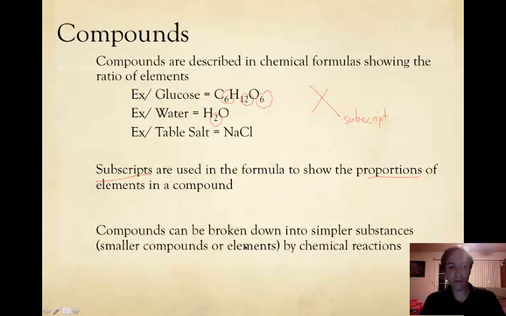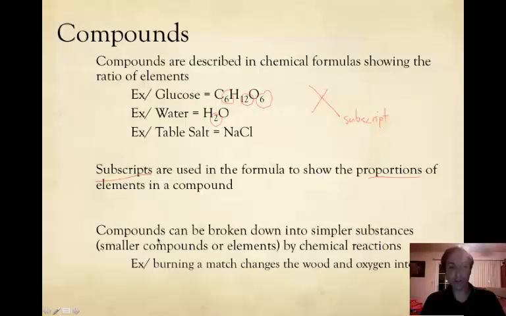The way you break down a compound is through a chemical reaction. Chemical reactions will change the compounds. So to give you an example, if I burn a match, which is made up of wood, burning it reacts it with oxygen, so that's a chemical reaction between wood and oxygen, and it will change it into carbon compounds. Carbon compounds are those simpler substances, smaller compounds really, and water, again a smaller compound. So we've changed something large, wood, into smaller, simpler compounds.